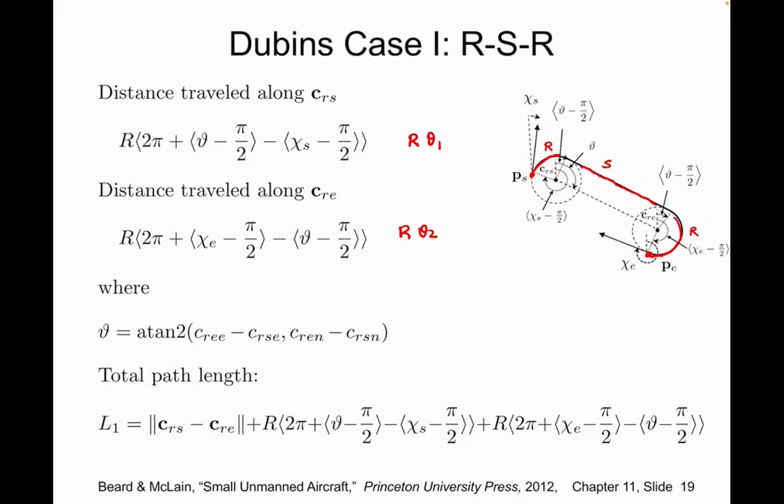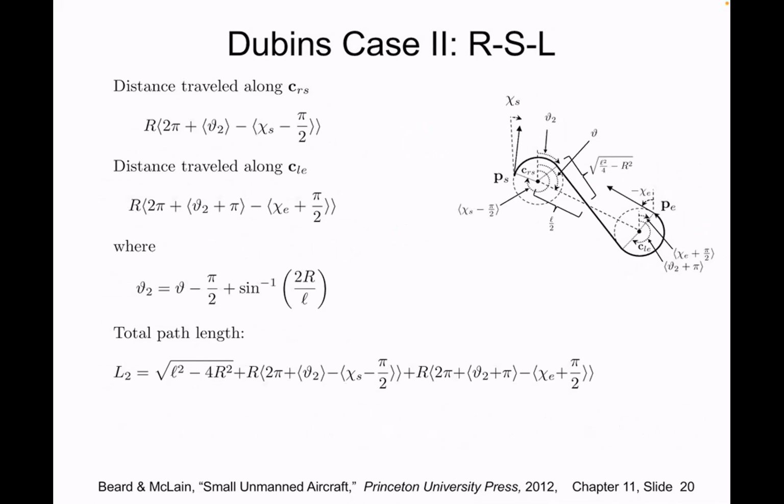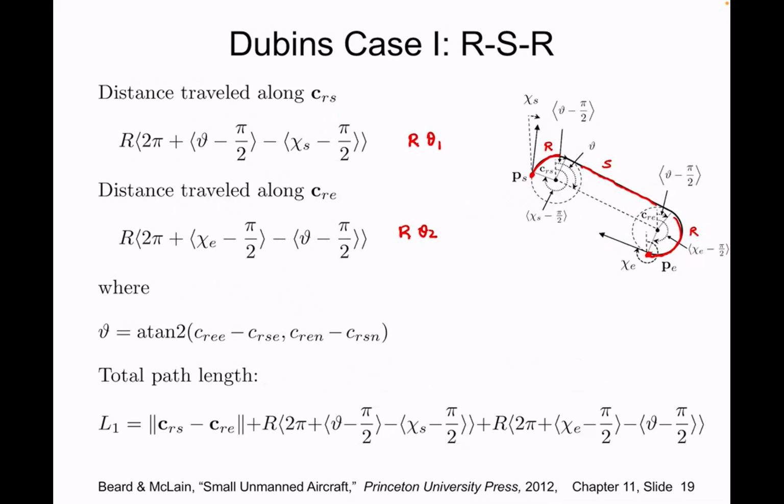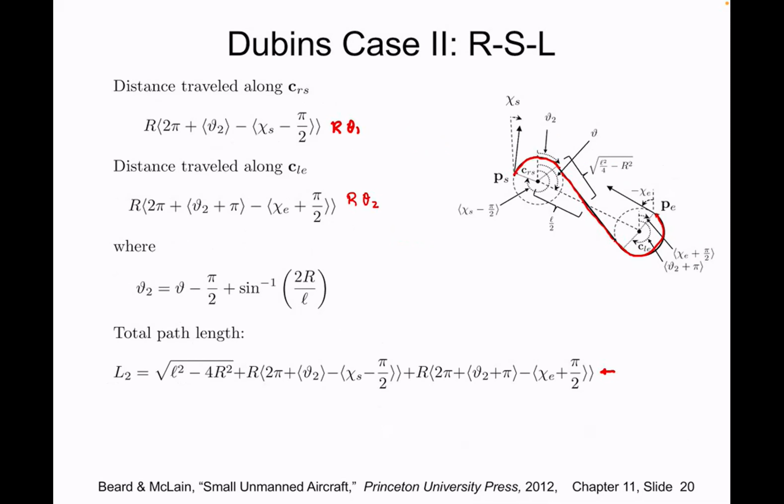Same thing: now you have the same problem, starting from PS and ending at PE, but now I want to go on the RSL path. It's something like a hook. Again, you have to look at the arc, the distance, and the arc. So again you say R theta 1, R theta 2, and then finally find the length. Some of you may say, wait a second, wouldn't that be the same? Unfortunately, the answer is no, because the travel taking place in RSR and the travel in RSL have a different topology, or geometry, which means the path length is going to change.